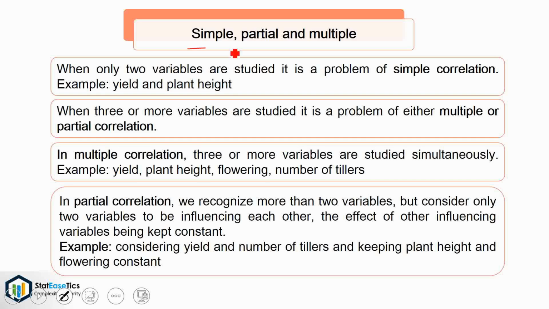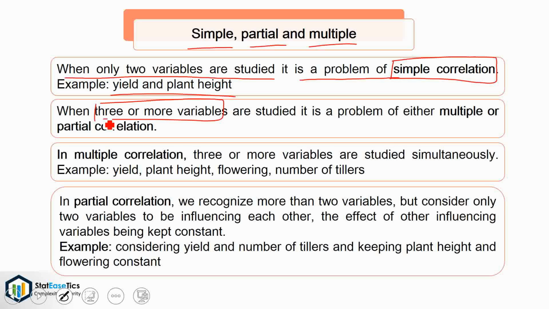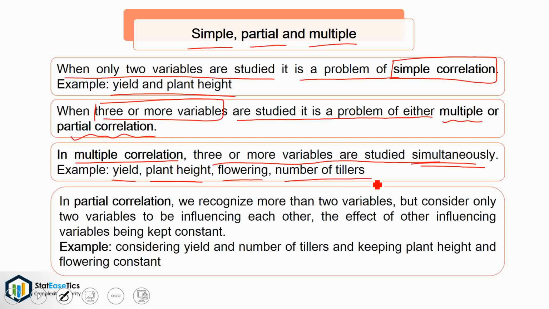Now let's see simple, partial and multiple correlation. When only two variables are studied, it is a problem of simple correlation. For example, yield and plant height. When three or more variables are studied, it is a problem of either multiple or partial correlation. In multiple correlation, three or more variables are studied simultaneously. For example, yield, plant height, flowering, number of tillers.